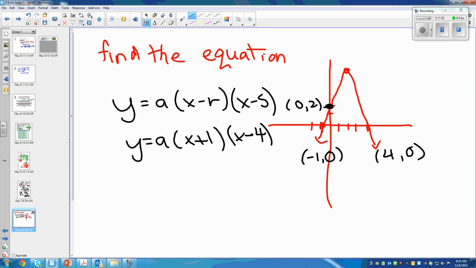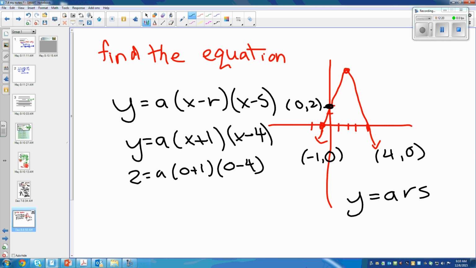Okay. Or I can go back to the y-intercept equation, y equals a times r times s. Right? I plug in my y-intercept formula and the r and the s and solve for a. Either way will give you the same answer, so I'm going to show you both. Okay? So the first one, plug in 2 for y equals a bracket x is 0, 0 plus 1 times 0 minus 4 gives me 2 equals a. 1 times -4 is -4.